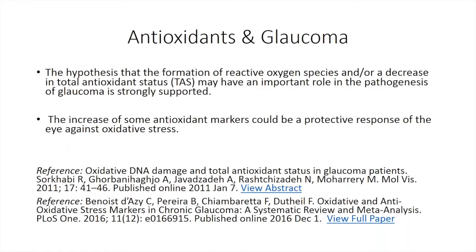The hypothesis that antioxidants may help is based on the fact that reactive oxygen species and/or a decrease in total antioxidant status, which is referred to as TAS, may have an important role to play in the development of glaucoma. The increase in some antioxidant markers could be protective against oxidative stress in the eyes in this condition.